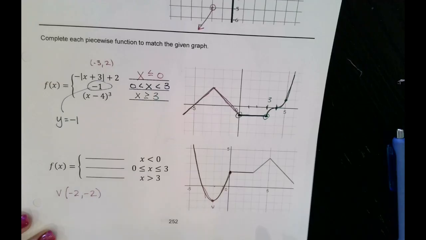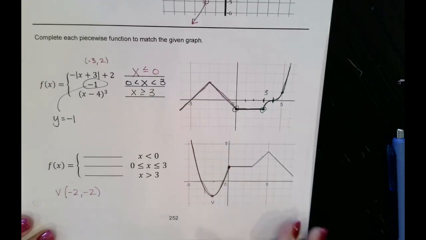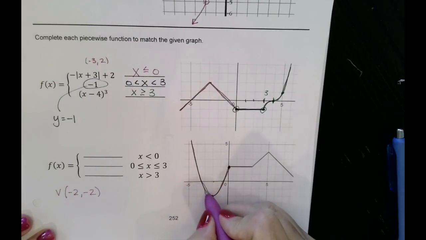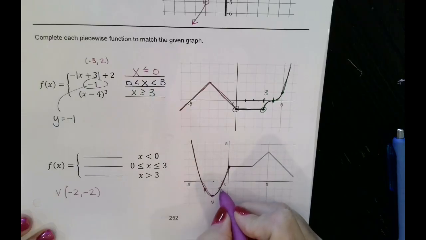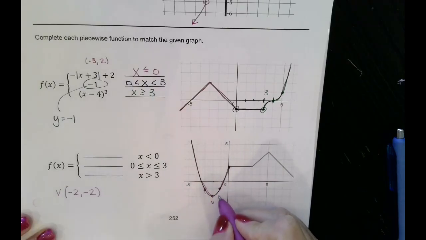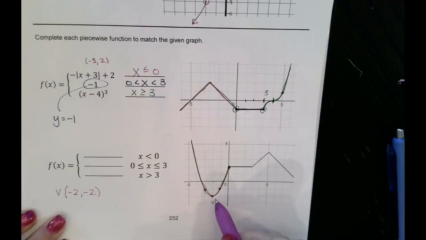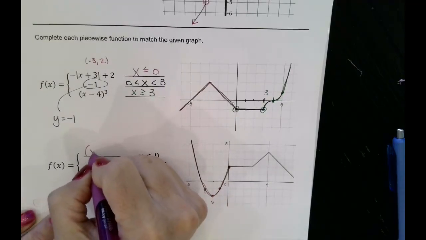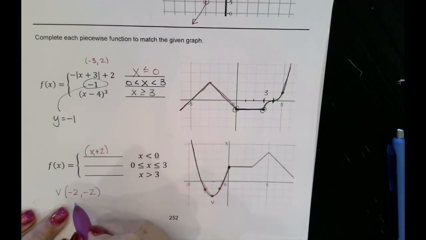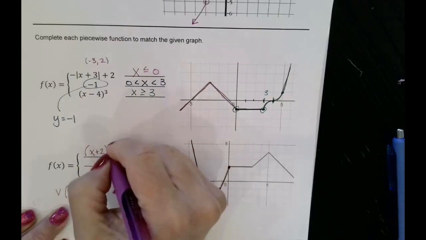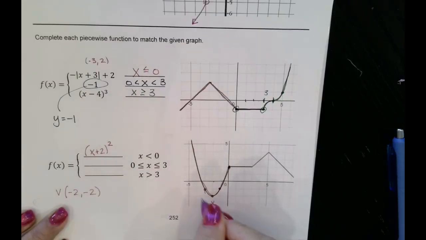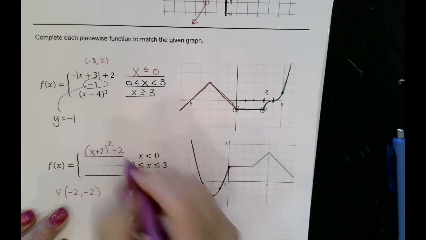All right, and then the other thing that I need when I create an equation of a quadratic is I have to know my value to the left and right of the vertex, and it's 1, which makes it easy. So this equation is going to be x plus 2, because remember it's opposite of what we think. So x plus 2 squared, because it's a quadratic, minus 2.